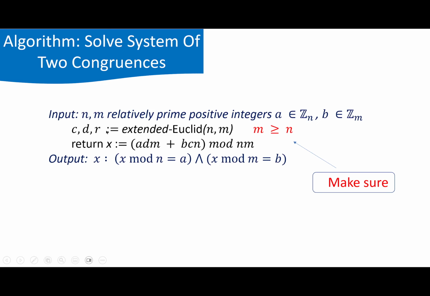CDR is the extended Euclid for n, m on n, m. It returns x is equal to ADM plus BCN mod nm. Output x is the solution to the system. X mod nm is the answer, x mod n is A, and x mod m is B. Obviously, you can't memorize all of this. This will be given to you. You will have that.